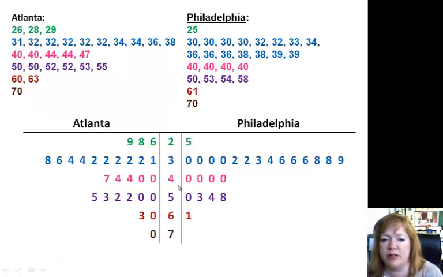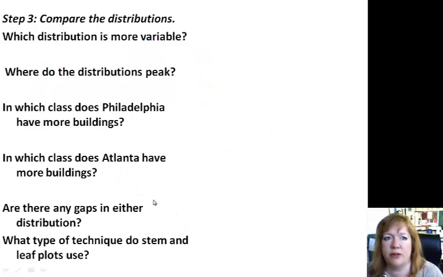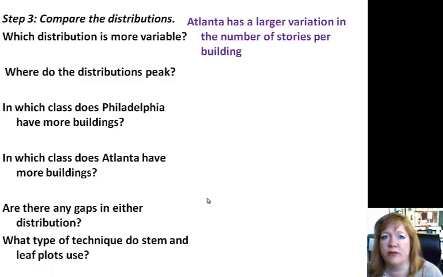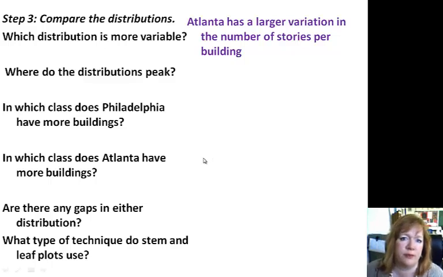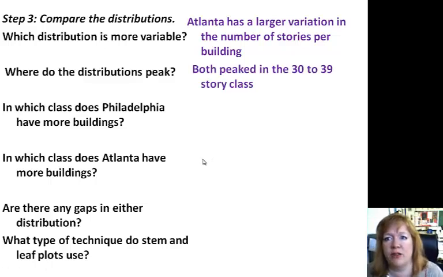So when they want us to compare these distributions, you can see where it peaks and that there's no gaps in the data whatsoever. Which distribution has more variation? It's Atlanta. Where did the distributions peak? Both peaked in the 30 to 39 story class. That means that most of the buildings are in that category.